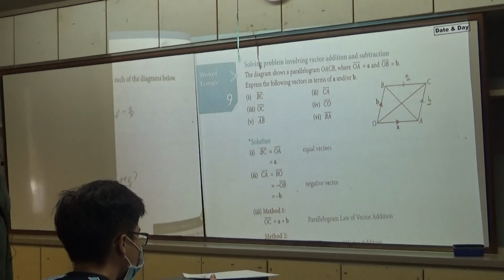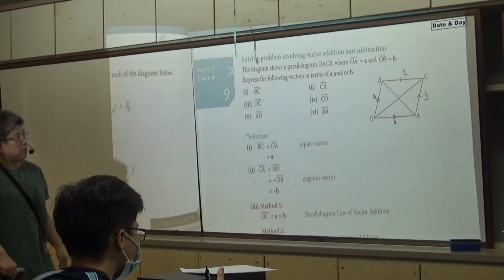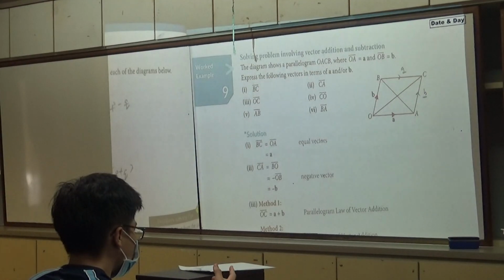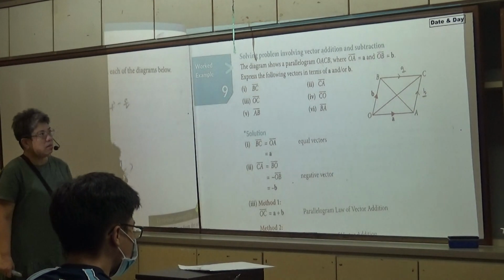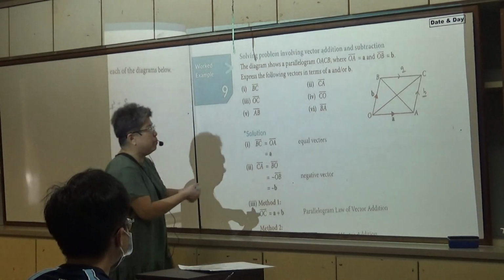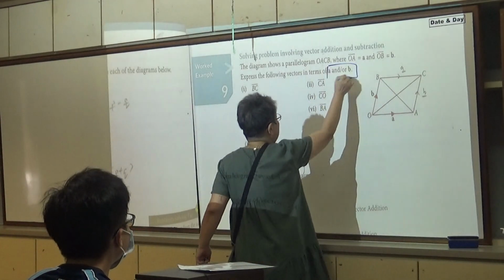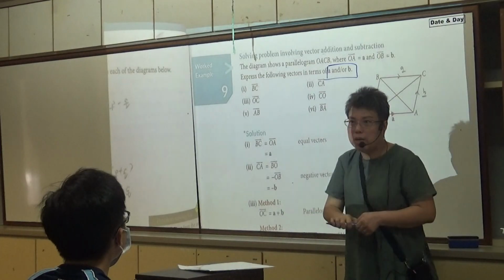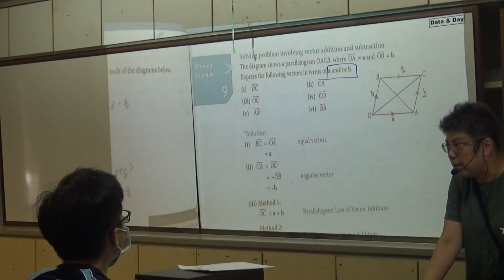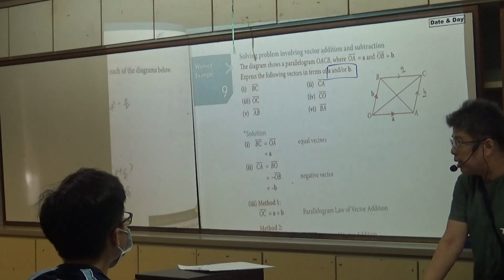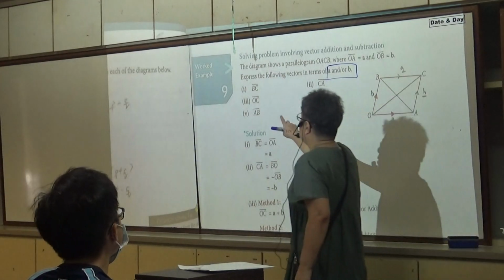Now, the diagram shows a parallelogram OABC, where OA is A and OB is B. Express the following vectors in terms of A and/or B. Now, what does this "A and/or B" mean? It can be in terms of A, in terms of B, or a mixture of A and B. Is that clear? Okay, now let's take a look at this part here.